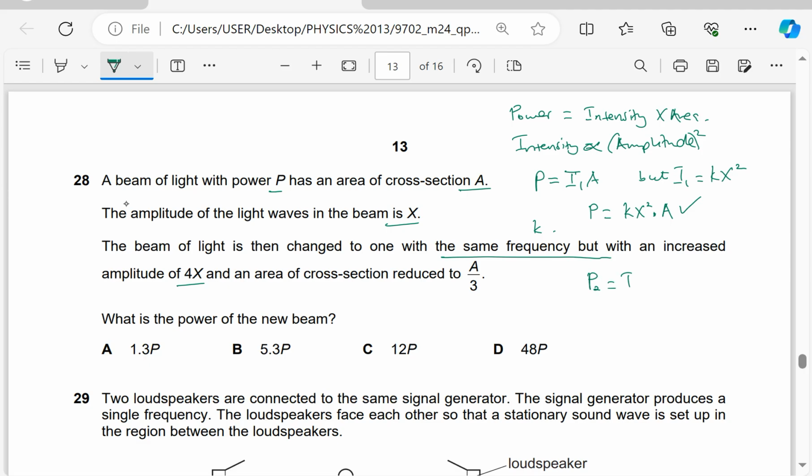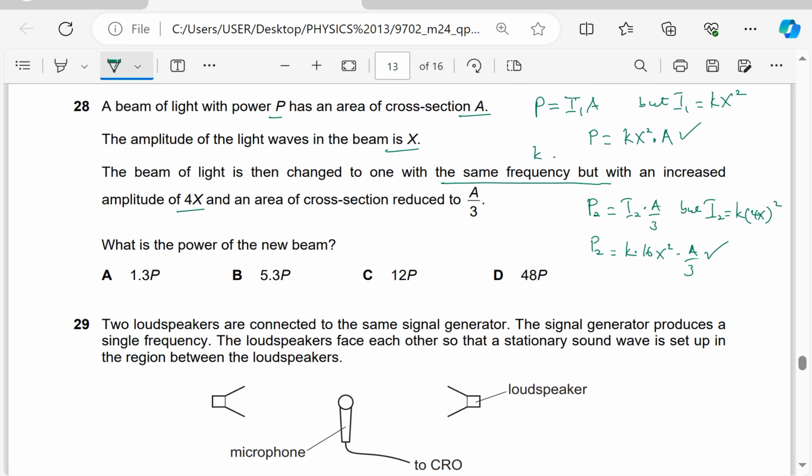Then for the second one, the power, I will call it power 2, is going to be the new intensity, which I'm going to call I2, times the new area, which is A over 3. But the new intensity I2 is going to be equal to a constant k times the amplitude, which is 4x. So this is 4x squared. So it means the power P2 is going to be k times 16 x squared, then times A over 3. So this is the second equation.